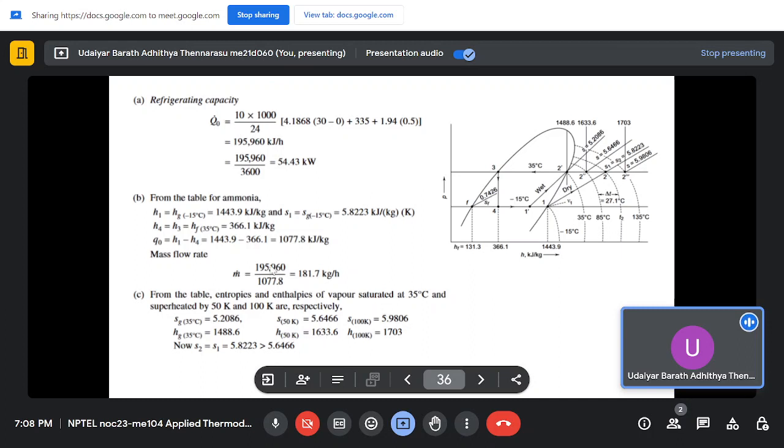Now as we know, the entropy at 1 is 5.823, and this value lies between 50 Kelvin superheat and 100 Kelvin superheat, so it should lie somewhere in between.